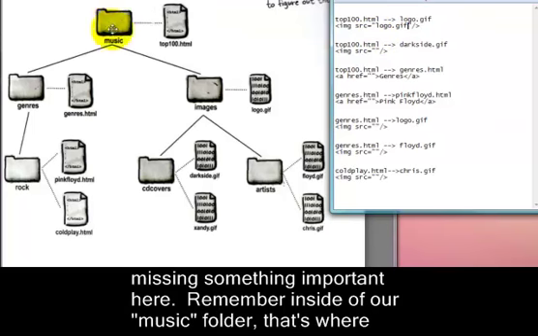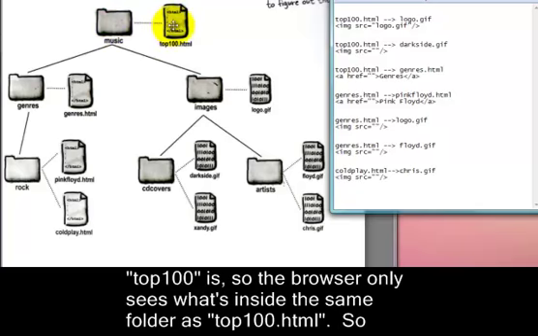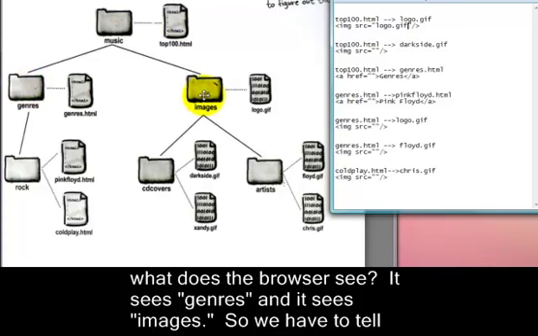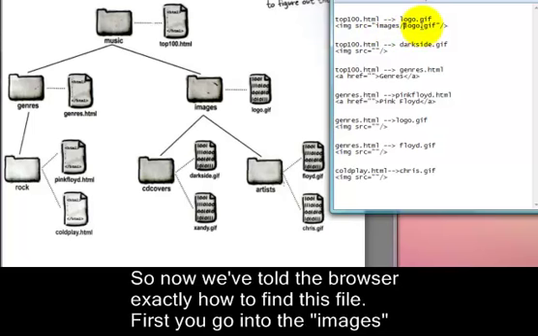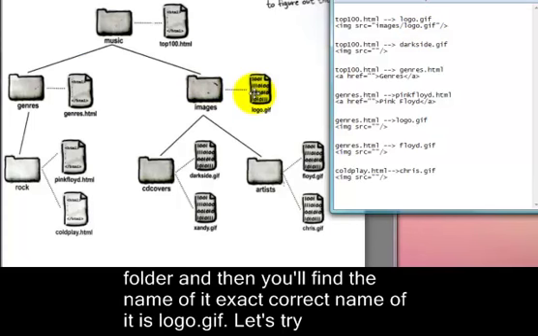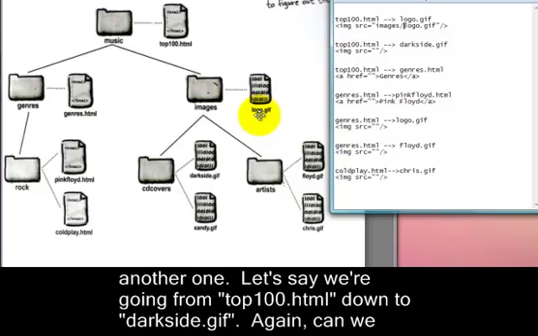Remember, inside of our music folder, that's where top100 is. So the browser only sees what's inside the same folder as top100.html. So what does the browser see? It sees genres and it sees images. So we have to tell the browser, okay, we're going to images first. Right? Images, and then /logo.gif. So now we've told the browser exactly how to find this file. First you go into the images folder, then you'll find it, the exact correct name of it is logo.gif.